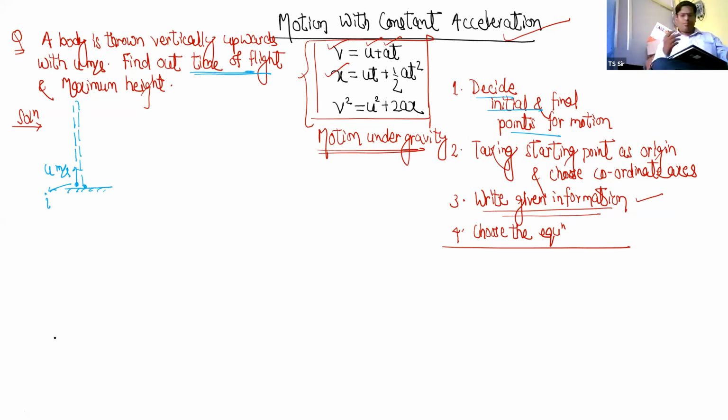Take the starting point as origin. When you become an expert, you may not do these things physically, you may do them mentally. But for those who have some doubts, breaking the steps into small parts makes the doubts go away, or the mistakes won't happen. That's why I am telling you. So I take this as origin, take upward as positive y direction and downward as negative y direction. Now write the given information.